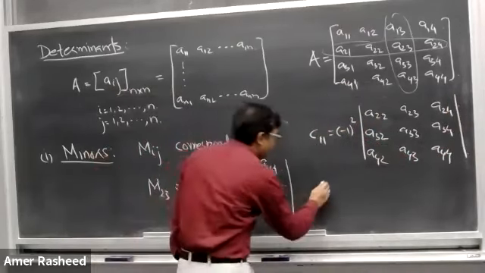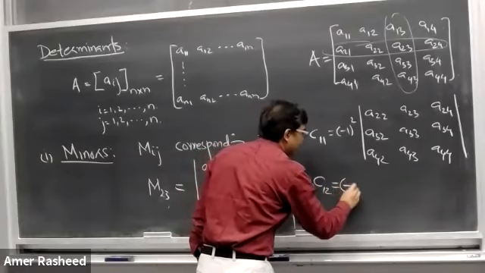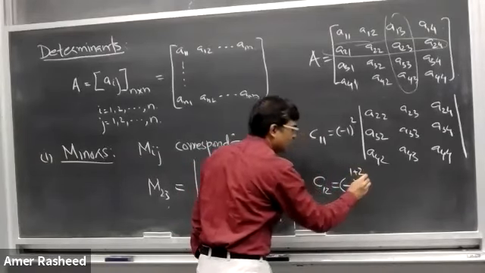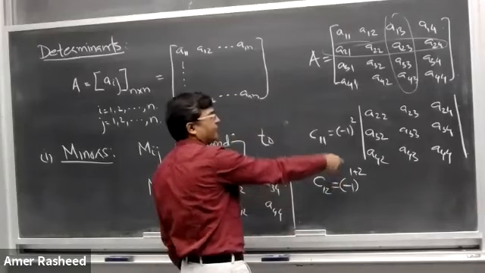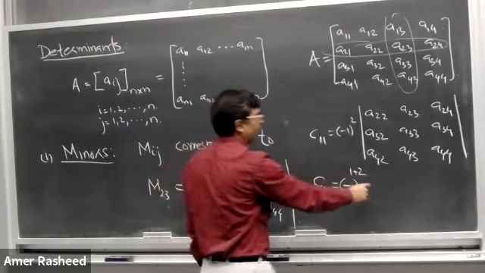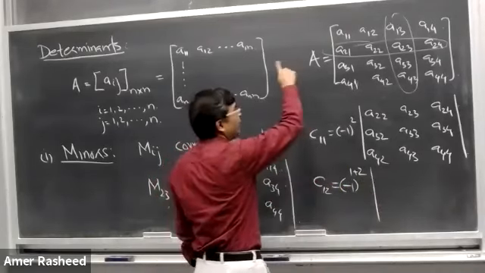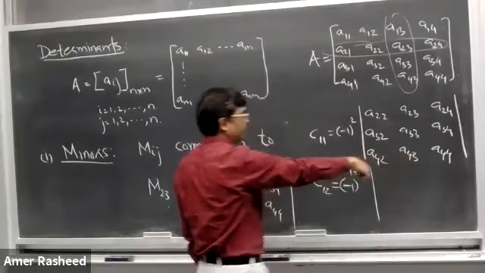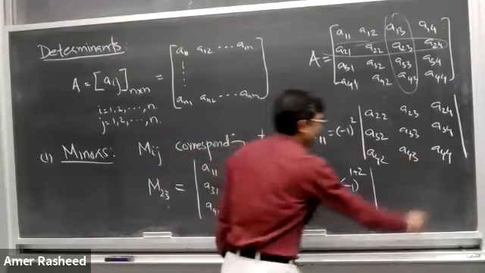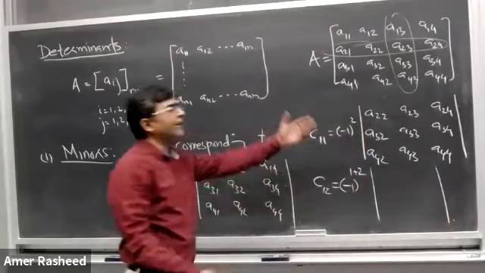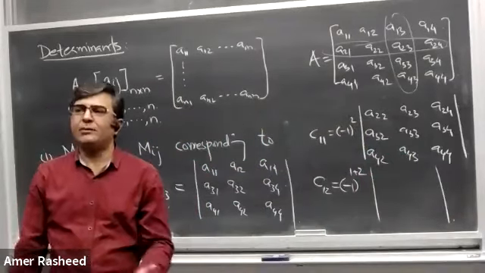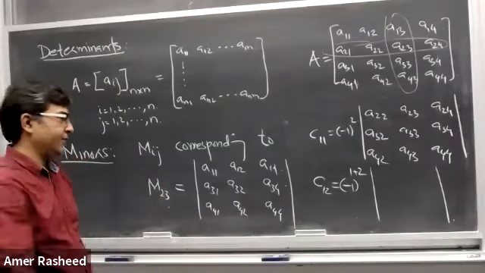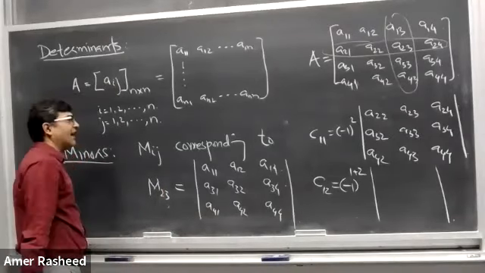Now, if you want to find C12, then it would be (-1) raised to the power 1 plus 2, which is -1, because (-1) to the power 3 is -1. So times, you delete the first row and second column and write the remaining entries in this determinant, and you get C12. So similarly, you have to compute all the cofactors corresponding to each element in that given matrix.